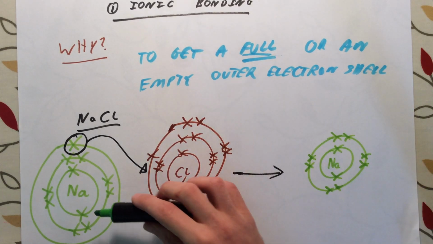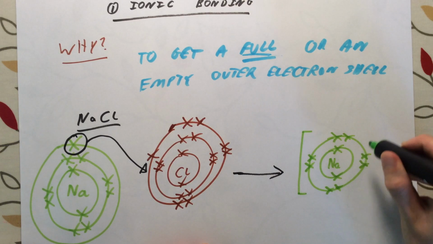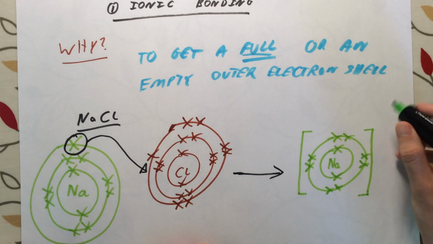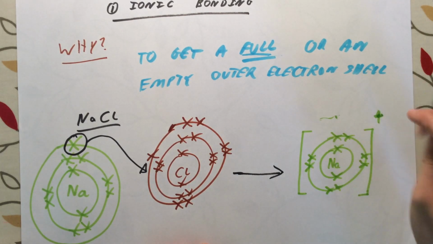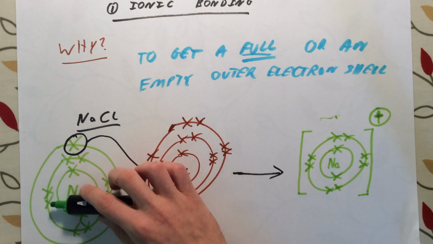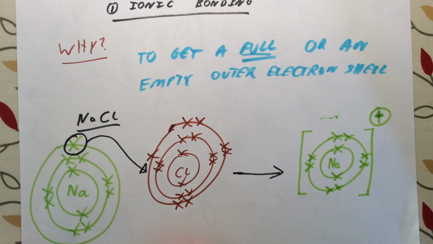However, now sodium has got rid of this outer electron. It's got rid of a negative charge. Therefore, our atom overall is left with a positive charge. We call this a positive ion, or a cation. So this sodium atom here has lost an electron and is turned into a sodium ion.